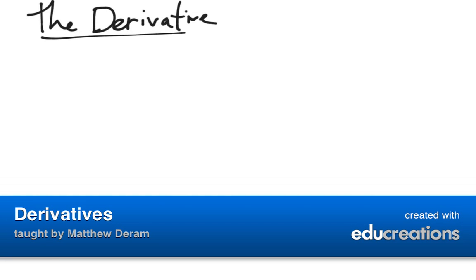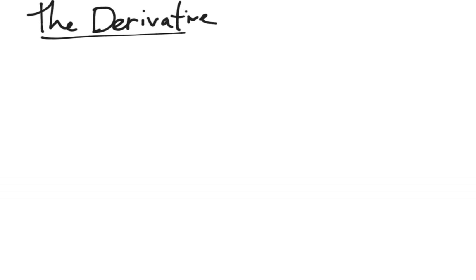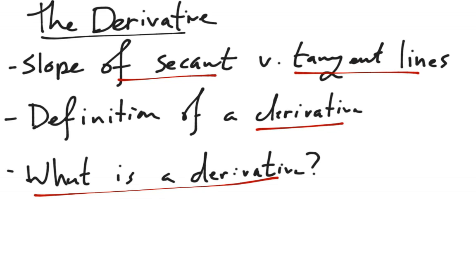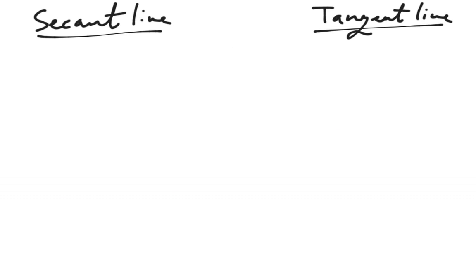This video is an introduction to the idea and the concept of a derivative, and it will address these three main things. We're going to talk about the difference between the slope of a secant line versus a tangent line. We're going to talk about what the definition of a derivative is, and then answer the question conceptually, what is a derivative? First, we're going to talk about the difference between a secant line and a tangent line.